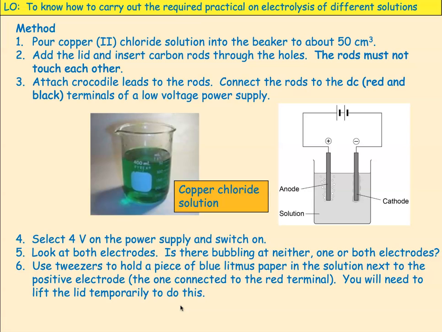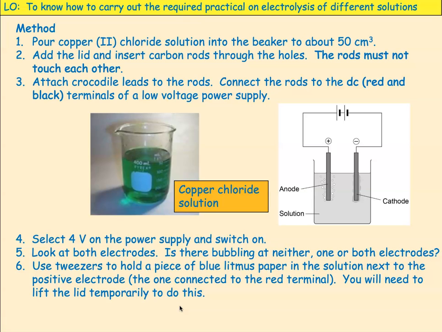Okay, so our method, we're going to pour copper chloride solution into a beaker to about 50 centimetres cubed. Add a lid and insert carbon rods in through the holes. The rods must not touch each other, because otherwise we're eliminating the ions carrying the charge through the electrolyte. Attach crocodile leads to the rods. Connect the rods to the red and the black terminals of the low voltage DC power pack. We'll set it on 4 volts on the power pack and switch it on.